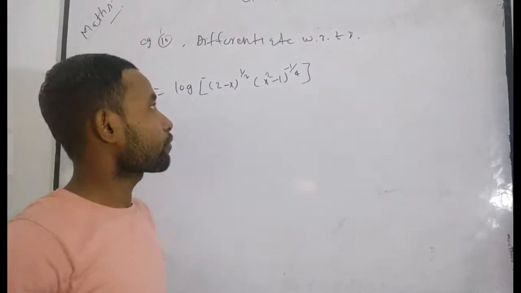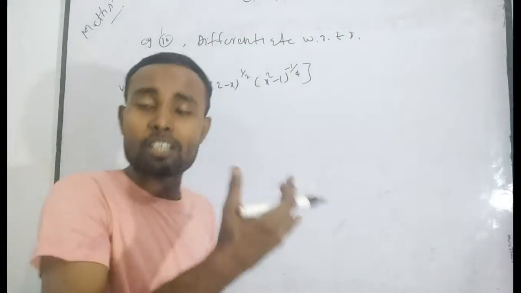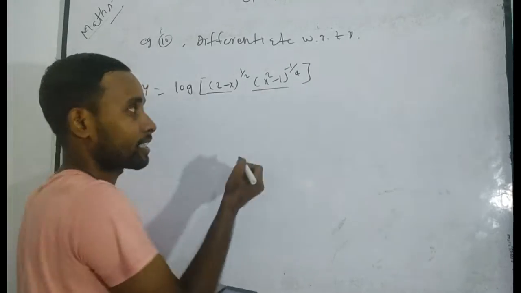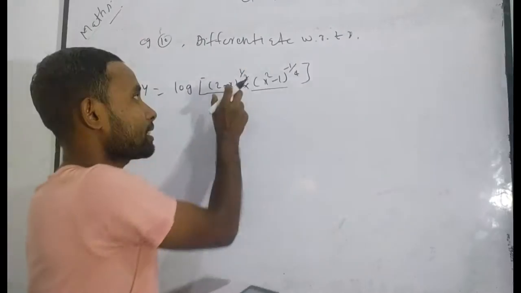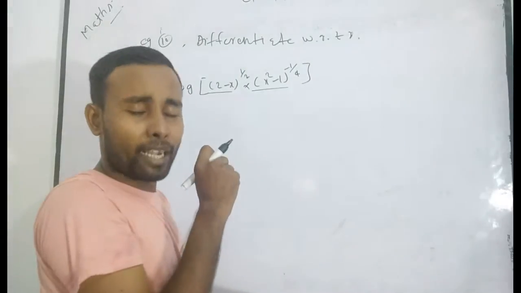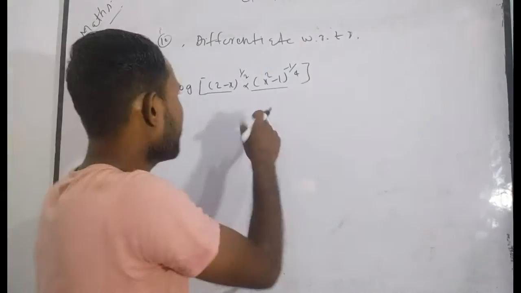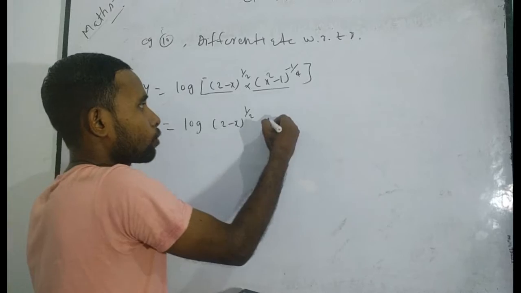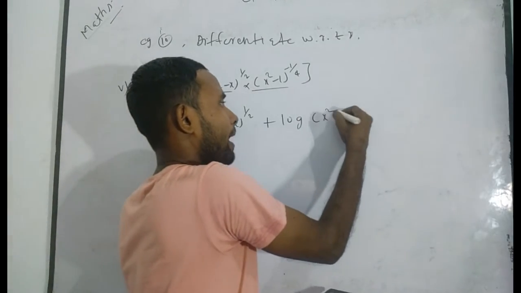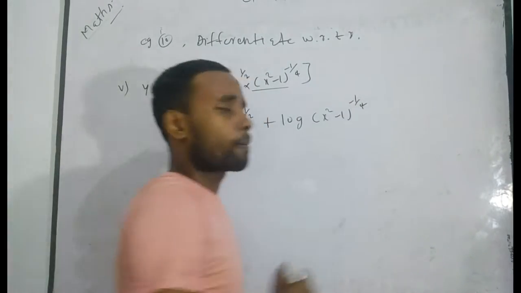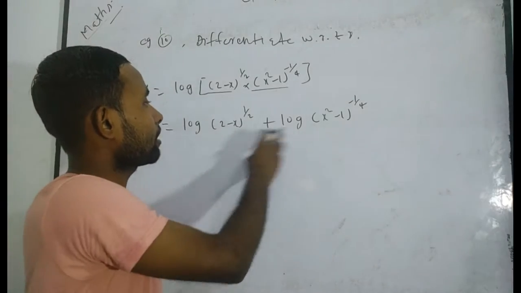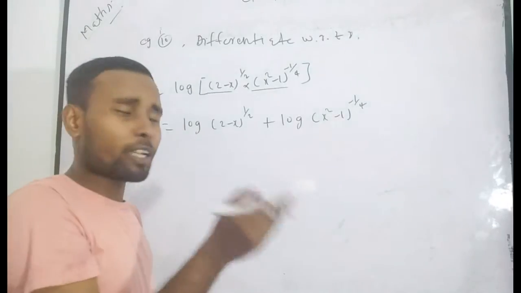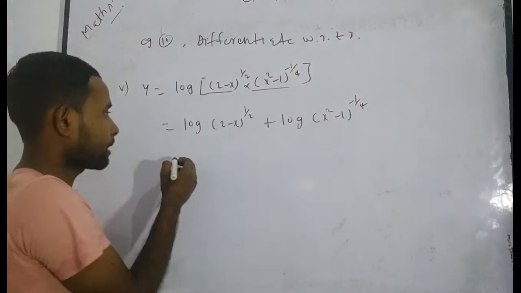Because it looks like a very lengthy expression. So I suggest you, first of all, try to simplify it using the logarithmic property. As you know, this is the first term, this is the second term, and they are in a product. Suppose this is a, this is b. Log of a into b. That's why you can write it as log 2 minus x whole to the power 1 upon 2 plus log x square minus 1 to the power minus 1 upon 4. Now you will ask me what the base is. There is no mention of the base, so you can use base e. Don't worry about it.